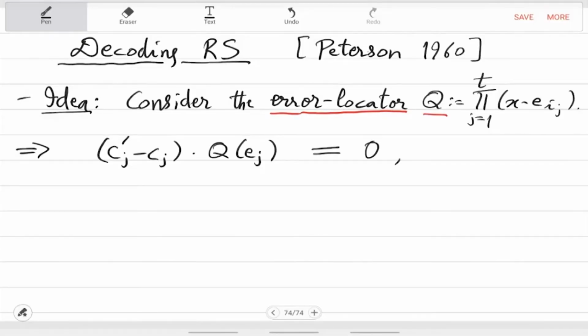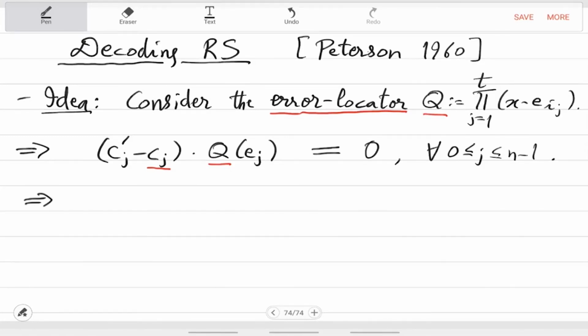This is always 0, right? Doesn't matter what j. So for all points, this product is 0. Note that Ej is known, Cj prime is known, but Cj is unknown and Q is unknown in this equation. So Cj and Q are the unknowns here. So this is the starting equation, and Peterson's idea is just to play with this equation, and it will give you a decoding algorithm.